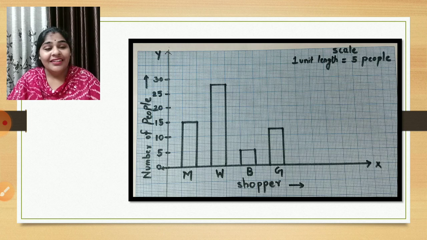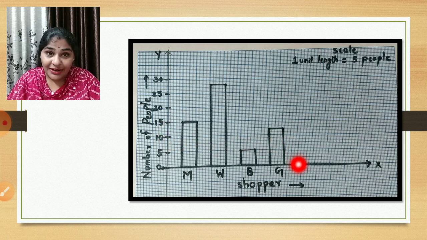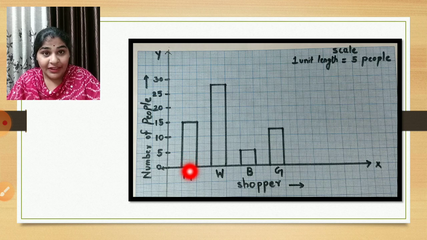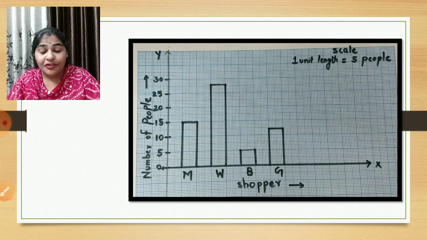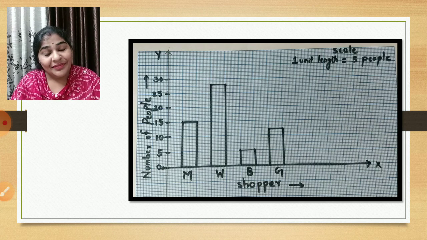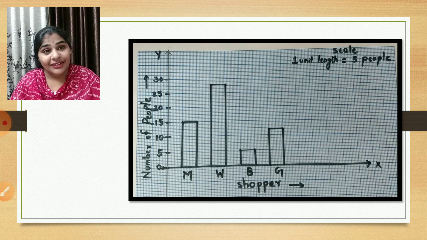Then I will take equal gaps between the bars, right? The first one was M, which stands for man. It is 15, so I have taken 15 and plotted my bar. Similarly, you will plot for W, that is woman, B for boy, and G for girl.